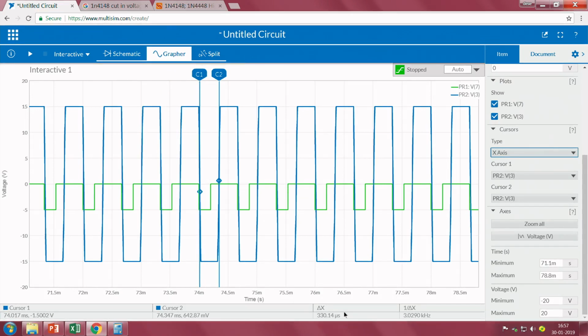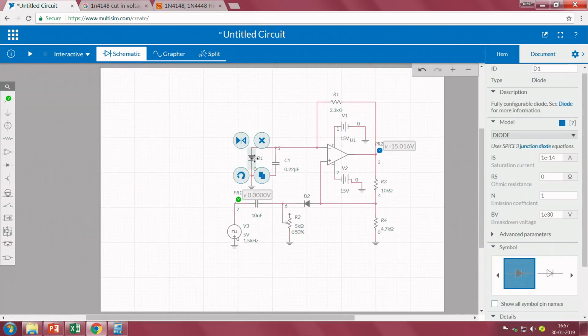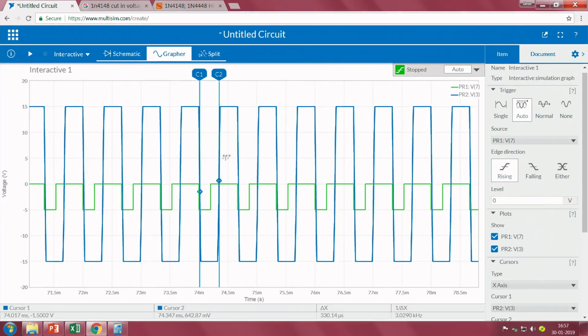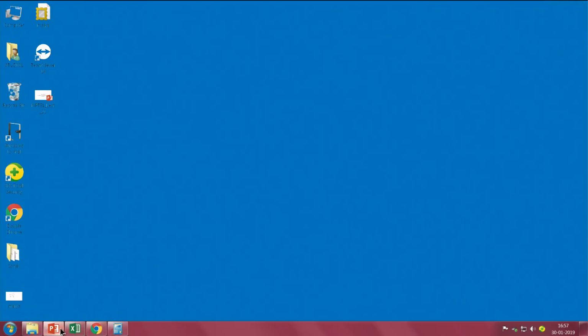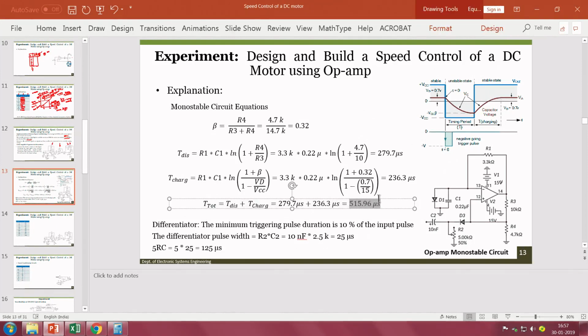So there will always be a deviation, since this is a simulated value. The reason is the diode characteristics that we have considered, and also many other parameters, the tolerances, everything. Then when you see the complete pulse value, it is 666.89 microseconds. It is almost close to what we require, which should be less than 620, but it's supposed to be 515.96.